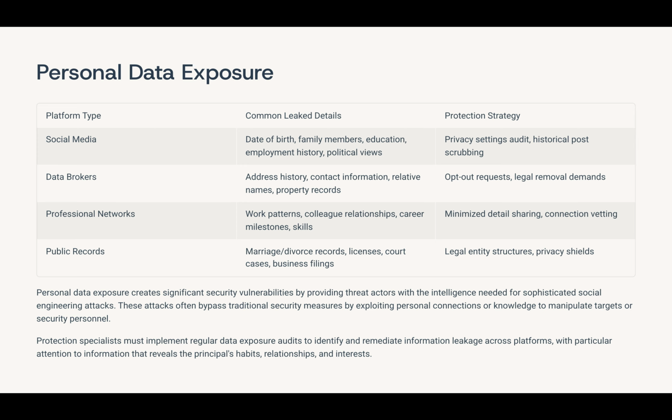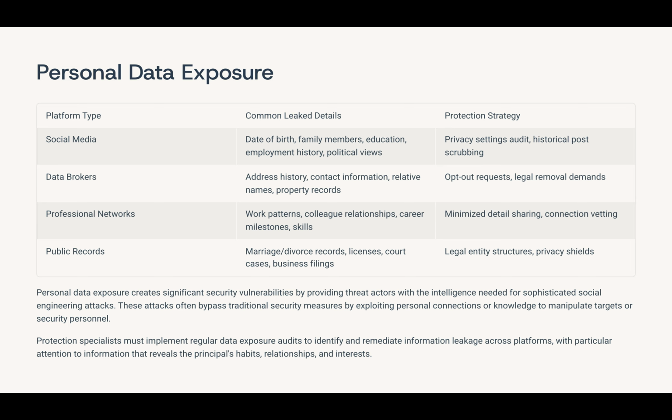The reality is that each piece of exposed information helps attackers bypass traditional security safeguards. Social engineering tactics are often successful because they appear credible to targets and even to well-trained security personnel. Therefore, regular, systematic audits to identify where and how personal data is exposed should be a core operational task for anyone involved in executive protection. Focus particularly on information revealing habits, relationships, or interests, as these details are often leveraged for the most convincing attacks.